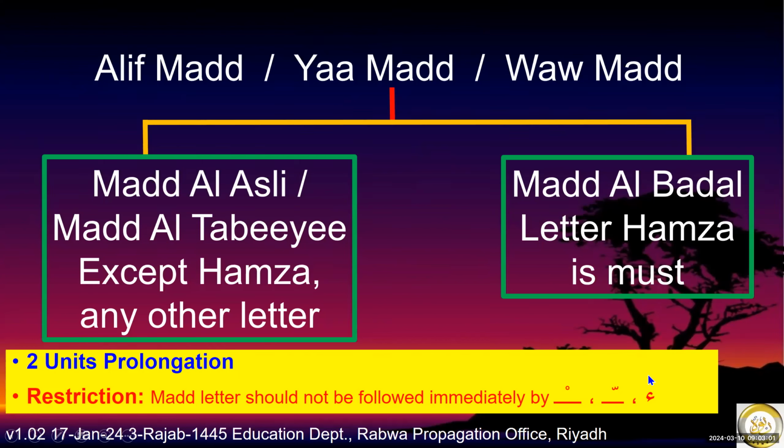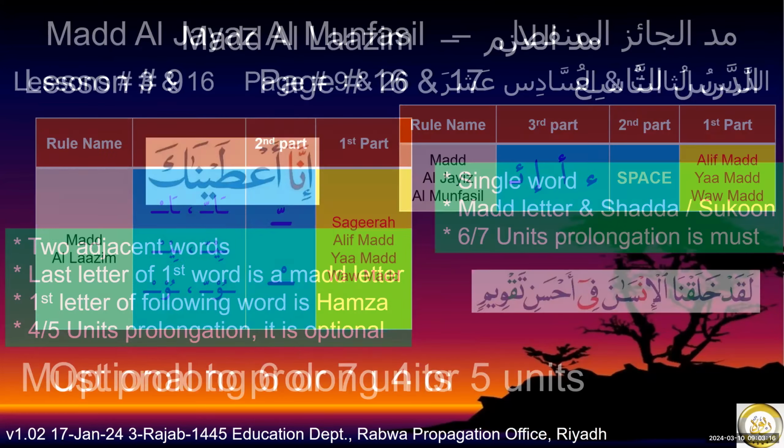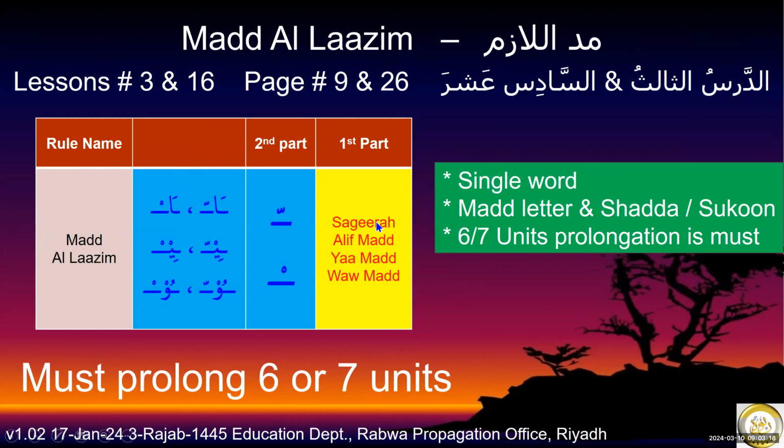So, if Hamza is present, what will happen? It may become the Madal Wajib Muttasil or Madal Jaiz Munfasil. Now, if a letter with Shadda or a letter with Sukoon is there, what will happen? It becomes Madal Lazim. Madal Lazim means if the Sageerah letter or Alif Mad or Ya Mad or Waw Mad, any of these, is immediately followed by a letter with Shadda or a letter with Sukoon, then it is a Madal Lazim.